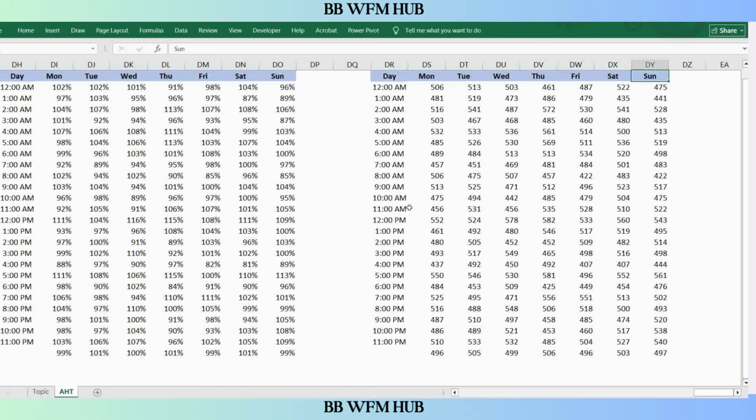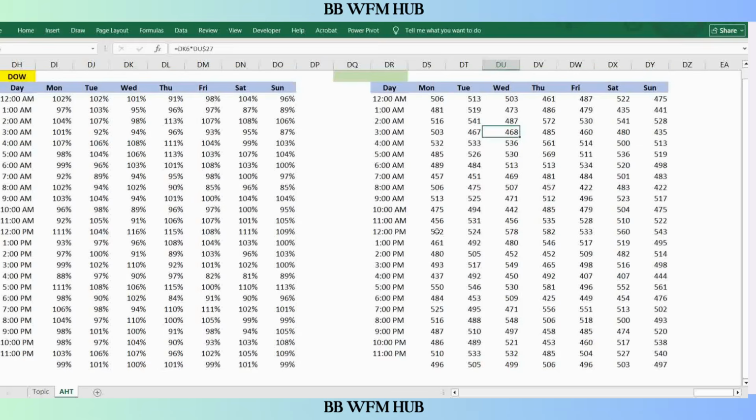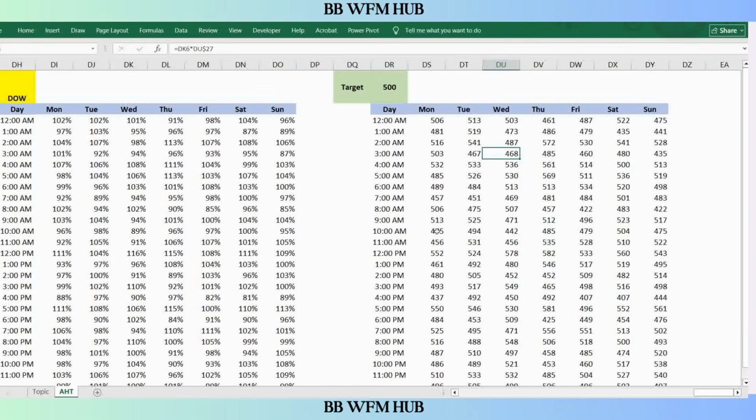But for the intervals, the interval pattern is also here. This is the interval pattern that we have. So for the intervals, what we are doing is 102% of our whole day AHT. Because this is the interval of the day, that's why we are taking 496 here. And that's how we are doing it for all the intervals of the day. So this is the process of how we are breaking down the AHT as per the DOW.